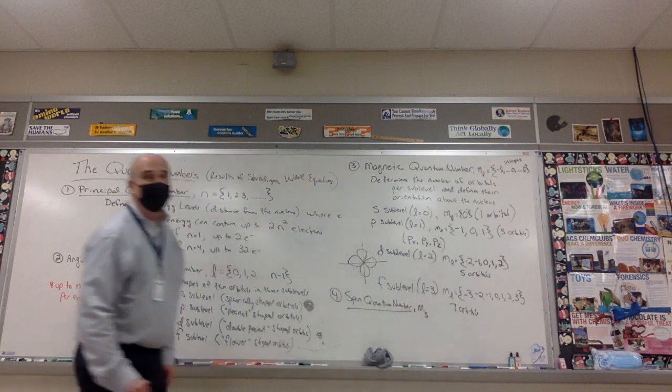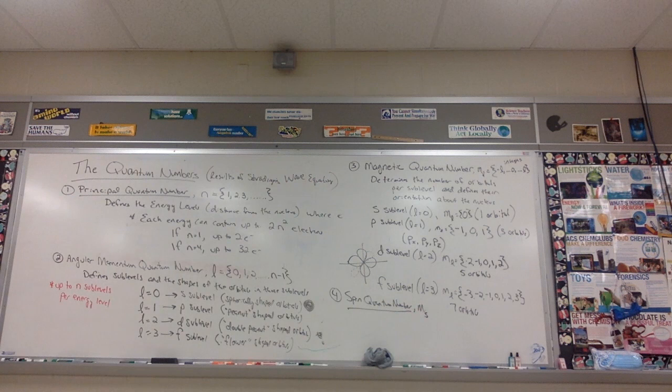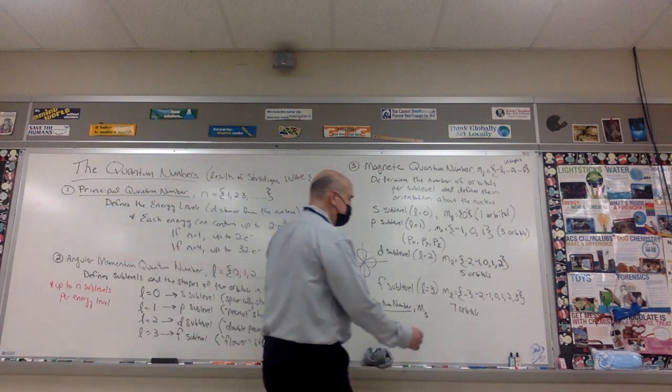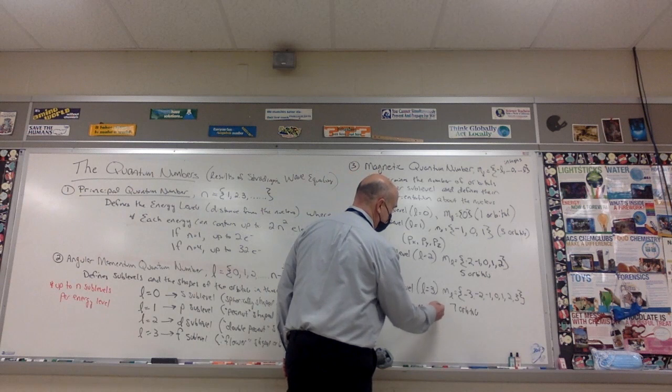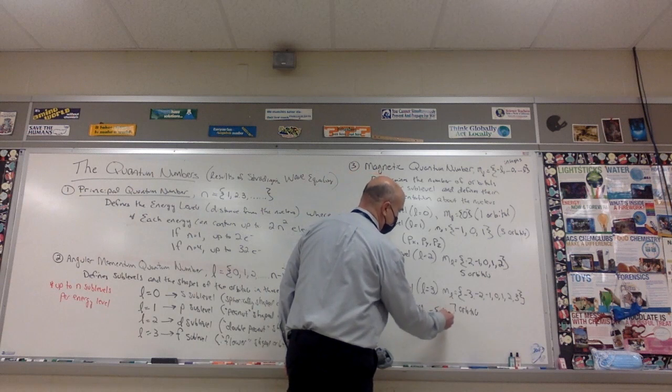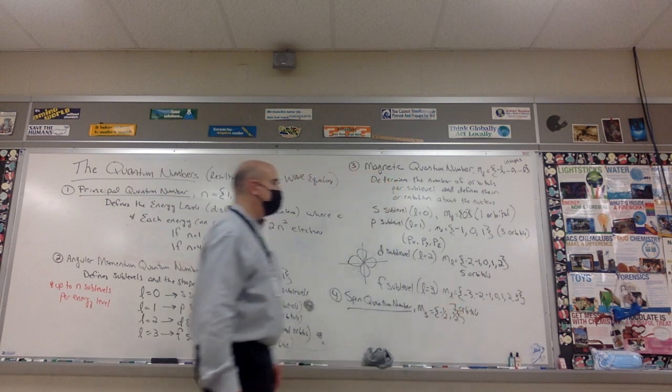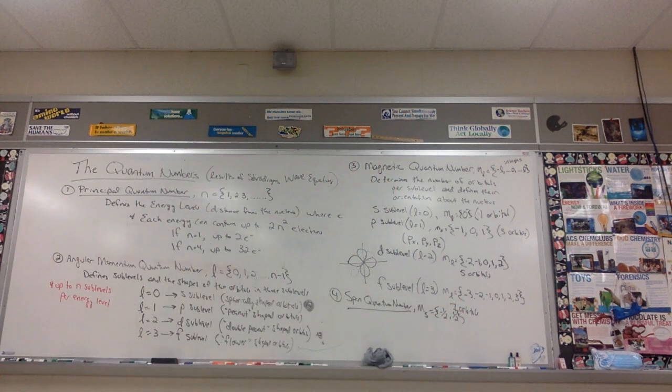And that's M sub S, M with a subscript of S. There are only 2 possible values: -1/2 and +1/2. Just like the name says, it's telling us which direction the electron spins as it moves around.